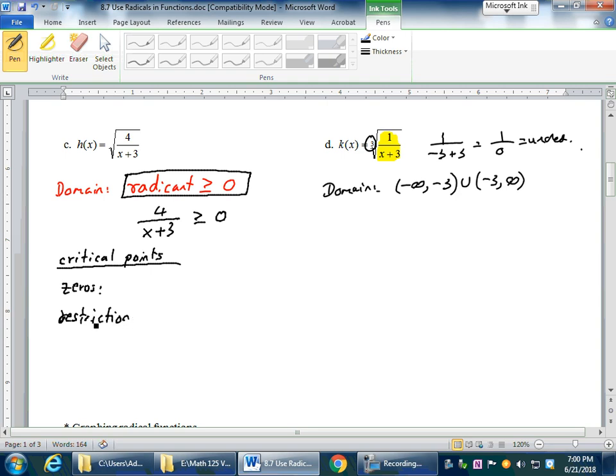Okay, restrictions. Since the numerator is 4, we have no zeros at all because 4 will never become 0. But we do have a restriction because in the denominator, x cannot be equal to -3. Now that I have the critical point, I can use it to break into intervals.